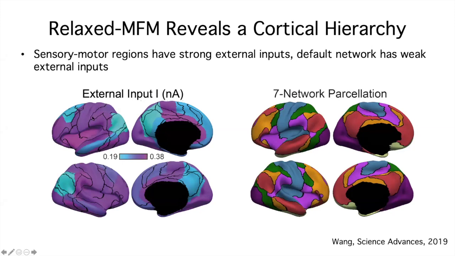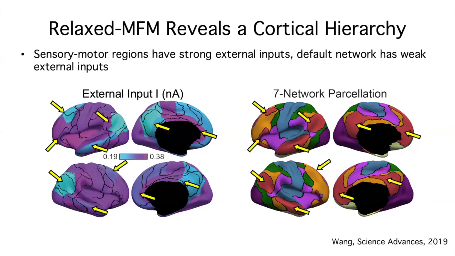The black boundaries shown here correspond to the 7 network parcellations from my 2011 paper. The yellow arrows are pointing basically to early sensory motor regions: visual, motor, auditory cortex. So we conclude that sensory motor regions have stronger external inputs, potentially from subcortical relays. The yellow arrows are now pointing to the default network. You can see on the left, the yellow arrows are pointing to mostly light blue regions. So basically, the default network has weak external inputs.